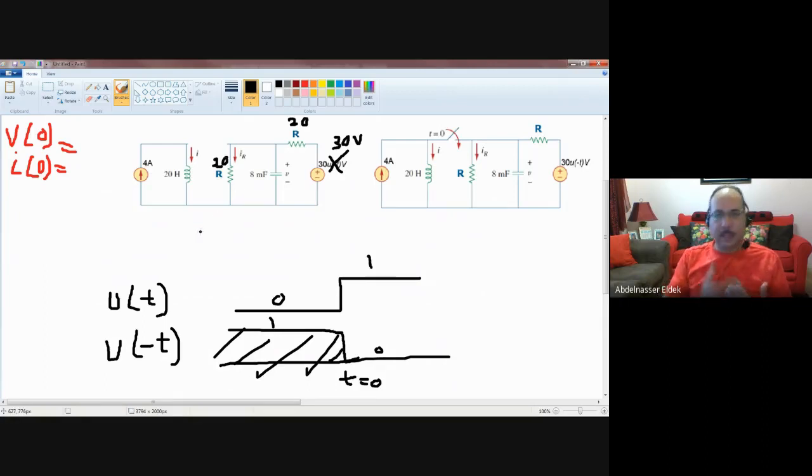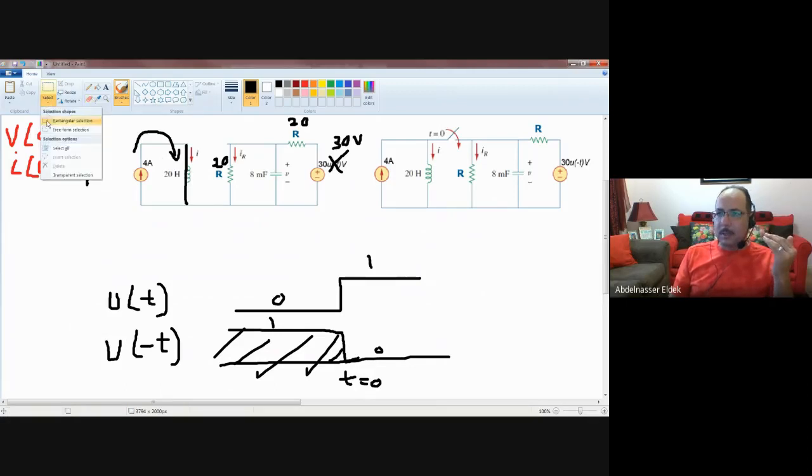So let us calculate the initial voltage and initial current, which are the final values here. According to this, the inductor is just a short circuit, so the current is 4 ampere. This 4 ampere will continue in this direction. The capacitor will be an open circuit. You remove the capacitor and add an open circuit. So the voltage across the capacitor is the voltage across this R, this 20 ohm. So this is VC or V.